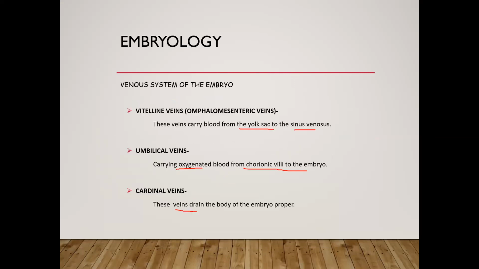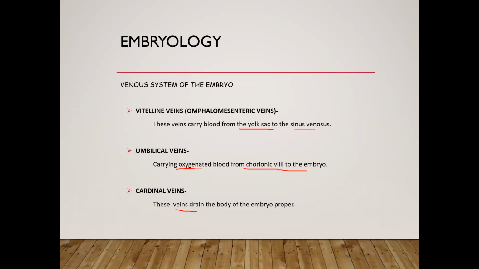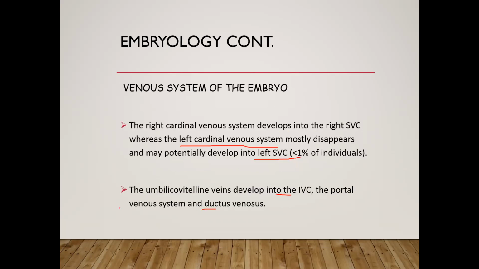If you go for embryology proper, with the development of the venous system of the embryo, there are three main veins: the vitelline vein, umbilical vein, and cardinal veins. The vitelline veins carry blood from the yolk sac to the sinus venosus. These are also called omphalomesenteric veins. Umbilical veins carry oxygenated blood from the chorionic villi to the embryo, and cardinal veins are the proper veins which drain the body of the embryo.